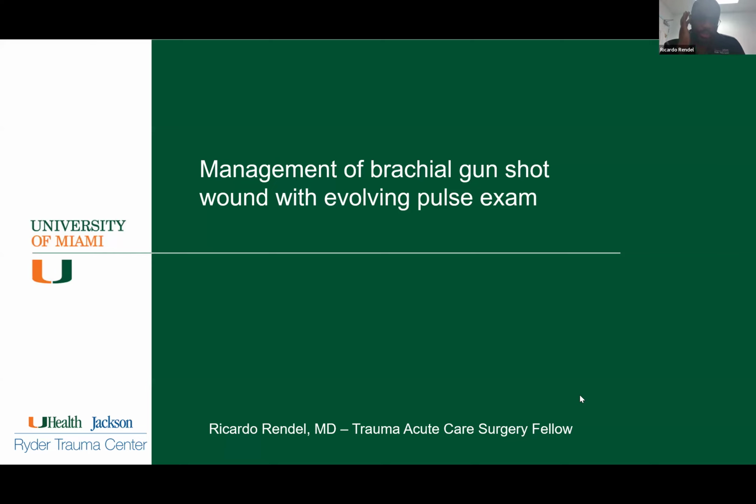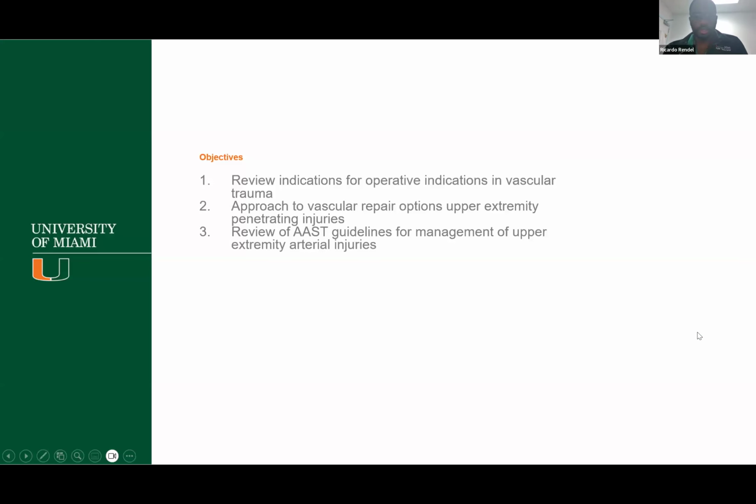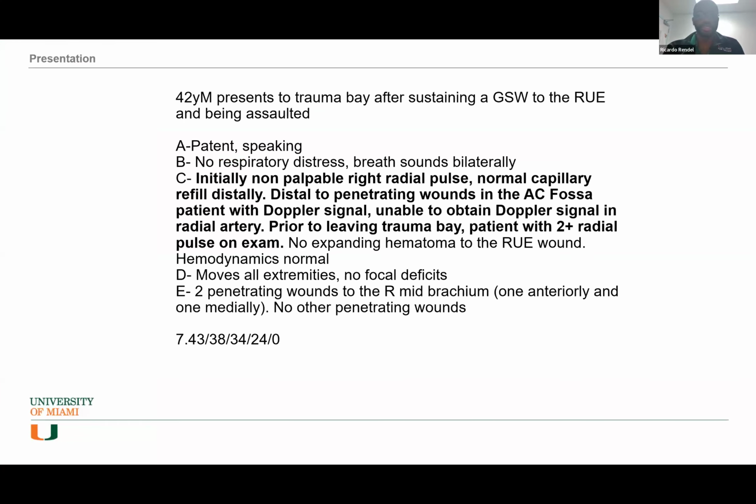I have a case of a brachial gunshot wound with an involving pulse exam. Recently we had Dr. Goez come up to Ryder and he did a simulation lab with us on management of vascular injury. So I thought this was a cool case to present, given that he recently came and did a visiting simulation lab with the fellows here at Ryder. So we'll look at some of the operative indications for vascular trauma, approach to some of the repair options, and then look at the AAST guidelines for the management of upper extremity arterial injuries.